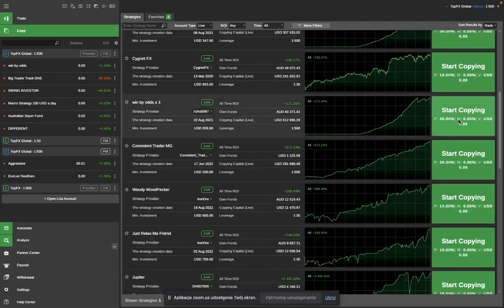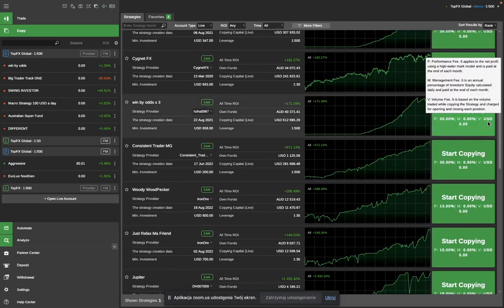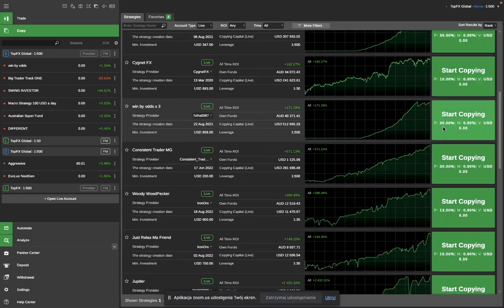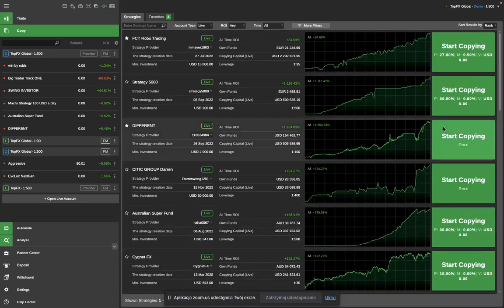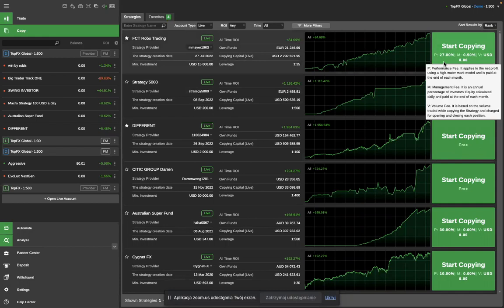If you take a look here, you will find that the vast majority of signal providers do not charge a volume fee, charge a very small or 0 management fee, and set the performance fee to the maximum: 30%, 27%, 25%. So if you want to become a successful signal provider, you might find this information useful, because this is the most honest set of fees. The performance fee is only paid when you make money and your followers make money, and everyone is happy.